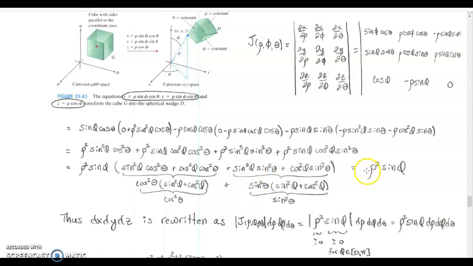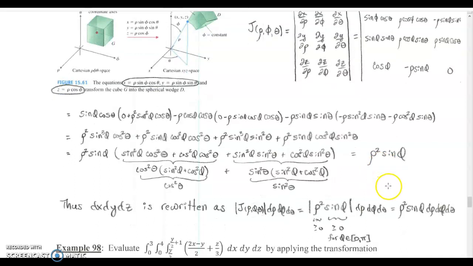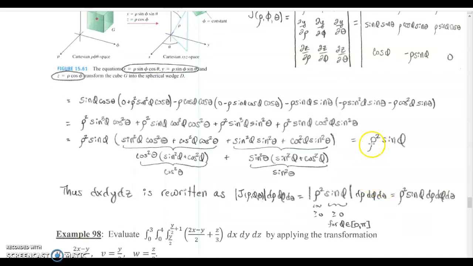You end up with the familiar rho squared sine phi that we just magically threw into the integral back in 15.7. So we actually know the mathematics now behind why that rho squared sine phi gets put in the area element, or rather the volume element, d rho d phi d theta.